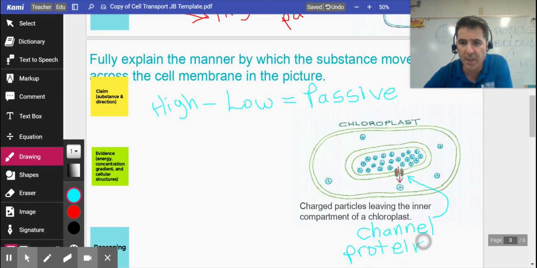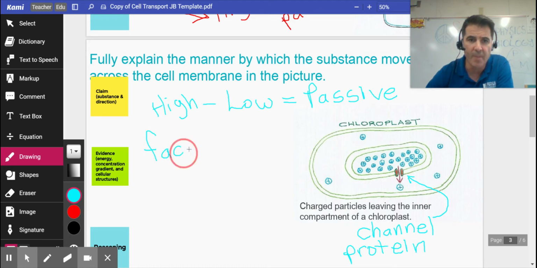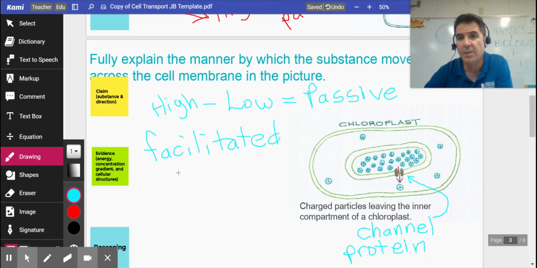So a channel protein is going to do what's called facilitated diffusion. It's facilitated diffusion because it's going through the channel protein. If it was just going through the cell membrane itself without using the protein, it would be called simple diffusion. So this one is called facilitated diffusion because they are going through a membrane protein called the channel protein. This one happens to be a specific type of channel protein called an ion channel because these are ions.